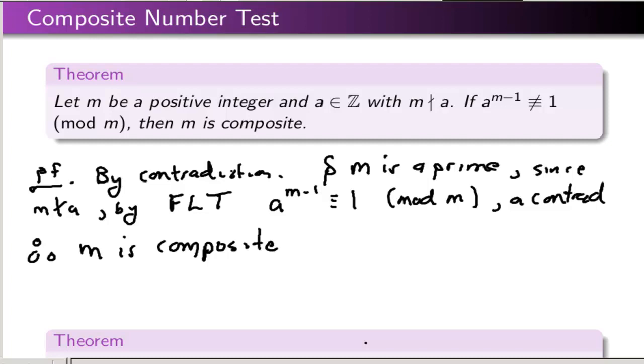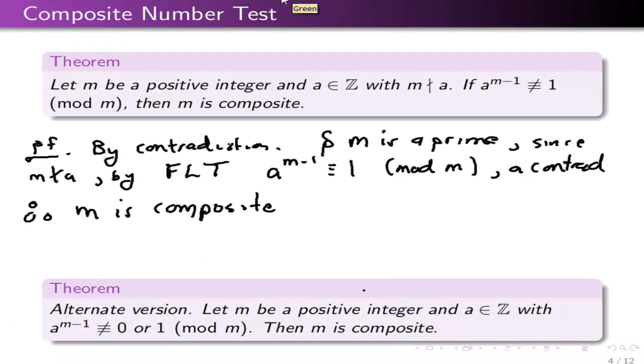There's another way you can phrase this theorem. You can say if m is a positive integer and a is another integer with a to the m minus 1 not congruent to 0 or 1 mod m, then m is composite. So I can leave out this extra hypothesis right here, and the proof is exactly the same, proof by contradiction. Suppose m is a prime. Case 1, if m is a divisor of a, then a to the m minus 1 would be 0, and if m is not a divisor of a, then a to the m minus 1 is 1.